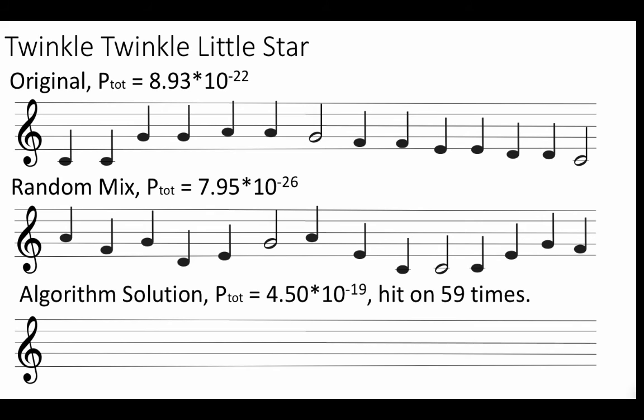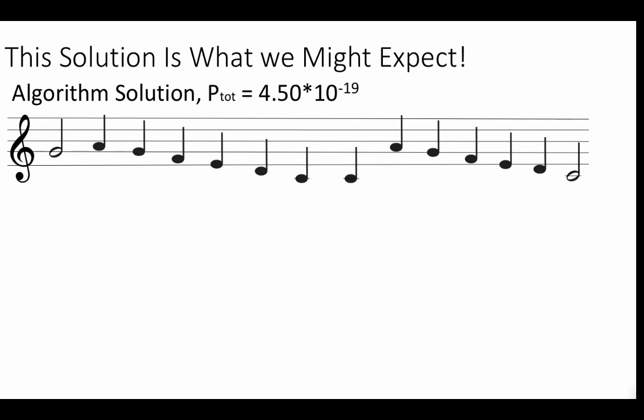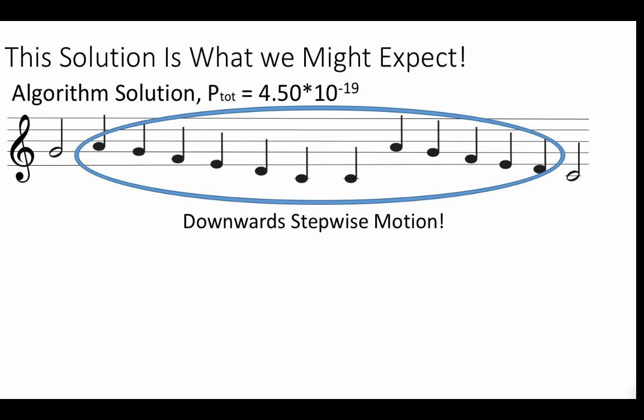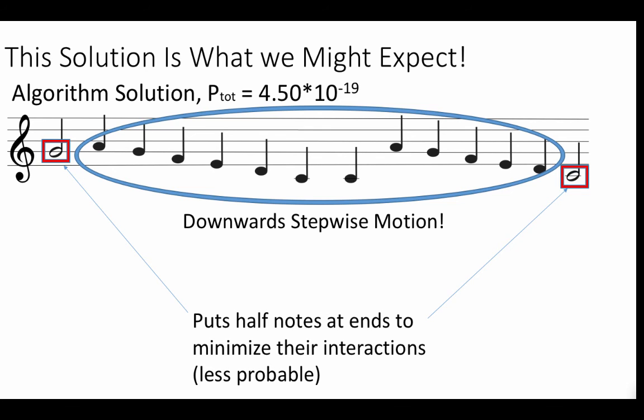And finally, here's the algorithm solution, which had a plausibility of order 10 to the negative 19th, and was hit on 59 times. As you can see, this is pretty much what we might expect from looking at our transition matrices. It has two sequences of downward stepwise motion, and it puts the half notes at the ends to minimize their interactions because they're less probable.